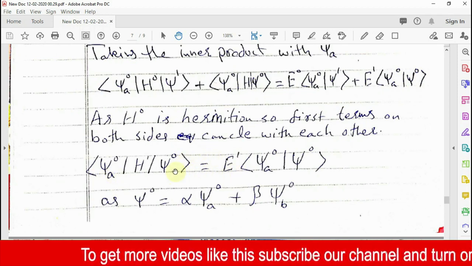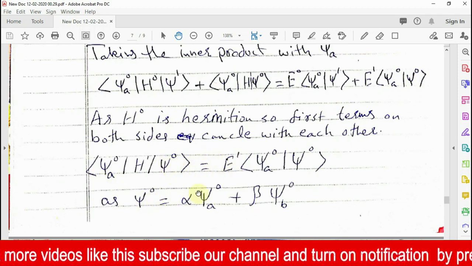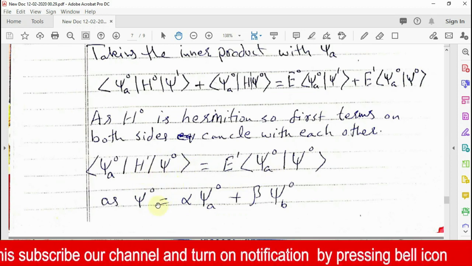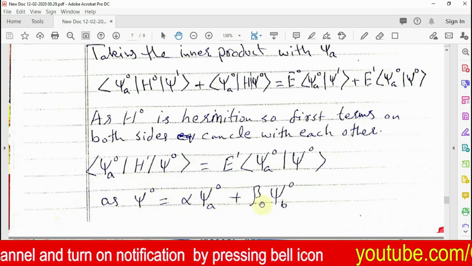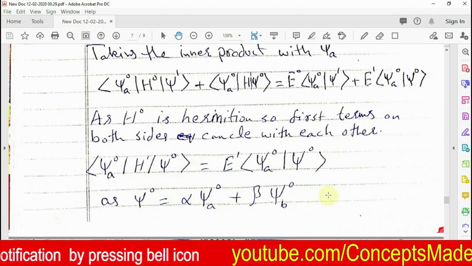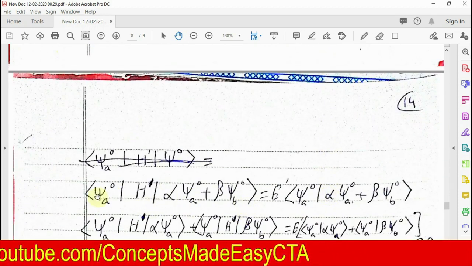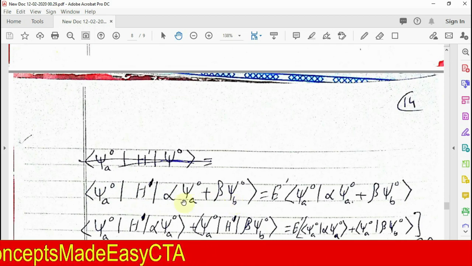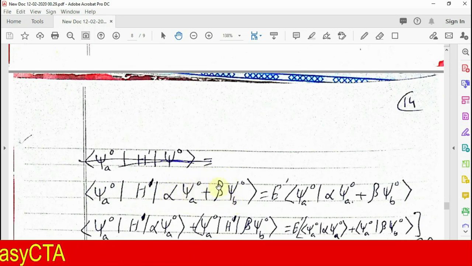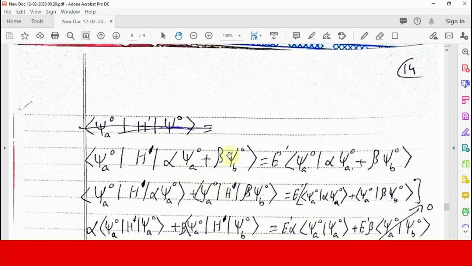Now we are going to put the value of psi naught in this equation. Here is the value of psi naught, which we have already defined above. After putting that, it will become something like this. So here is the value of that psi naught, which we have put over here.